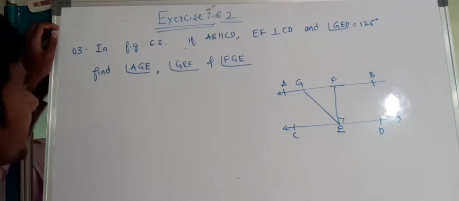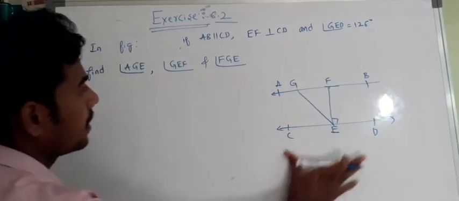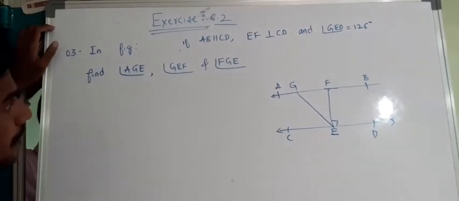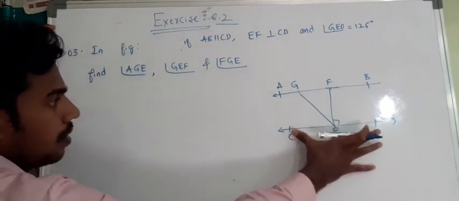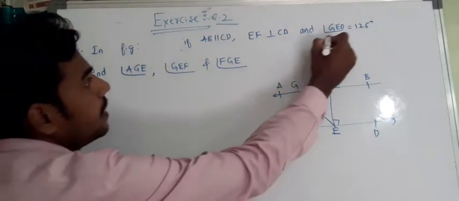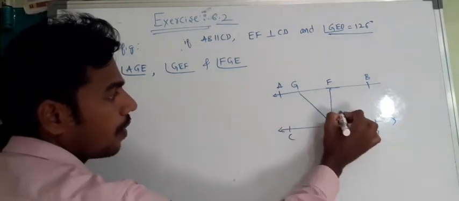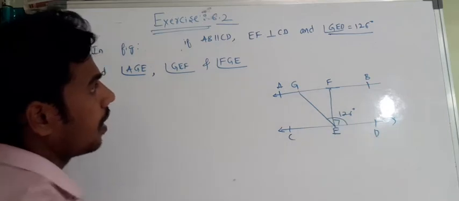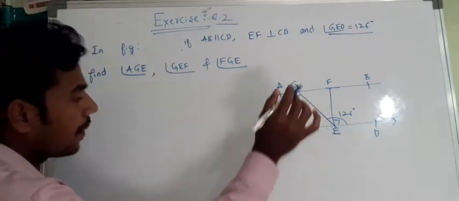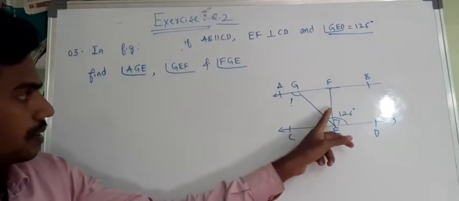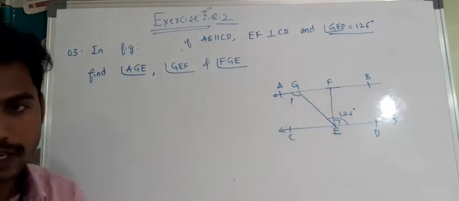Question number 3. In the figure, if AB is parallel to CD, EF is perpendicular to CD, and angle GED is equal to 126. This GED, trace this, 126 degree. Now, find angle AGE, we need to find this. Angle GEF, this one we need to find. Angle FGE, this also we need to calculate.